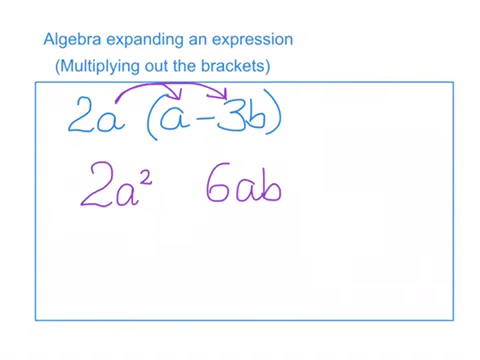Now, the other thing that I've got to take into consideration is this sign. This sign here is a minus sign, so I must put in here a minus sign, because it was in fact 2a multiplied by minus 3b. So I had a positive multiplied by a negative. Of course I end up with a negative. So that has expanded my expression. That is multiplied out those brackets.